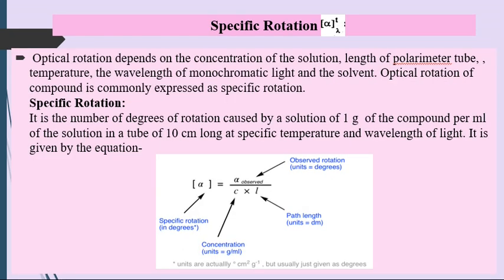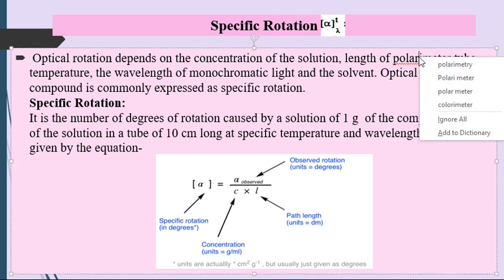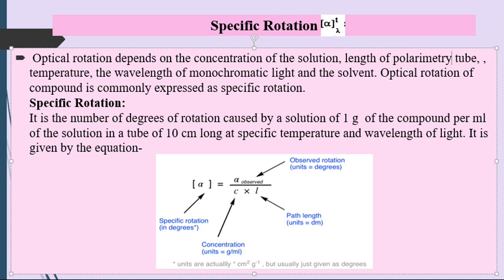Then next is the specific rotation, and this specific rotation is denoted by alpha lambda t. Optical rotation depends on the concentration of solution, the length of polarimeter tube, temperature, wavelength of monochromatic light, and the solvent. The optical rotation of a compound is commonly expressed as a specific rotation.